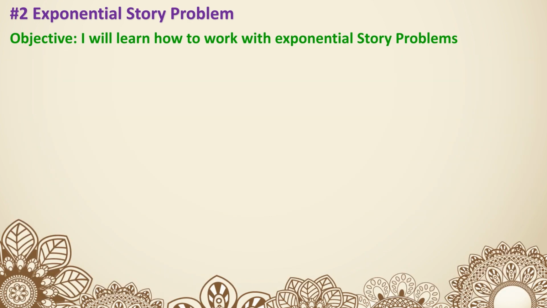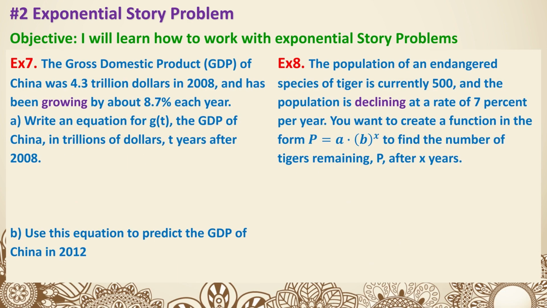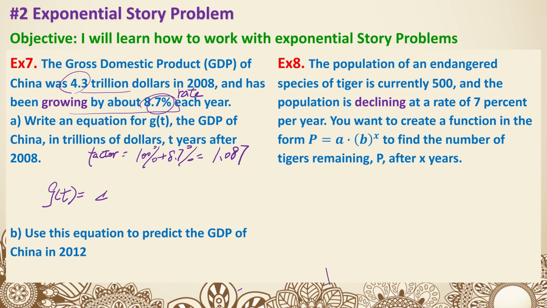That's example 6. Moving on, example 7, which works in very similar ways as example 6. So you start with 4.3 trillion, growing by 8.7%. So this is our rate, which makes our factor 100% plus the 8.7%, which means it's going to be 1.087. So to write the function, p of t equals 4.3 trillion times 1.087 to the t power. And then use this equation to predict the GDP of China in 2012.